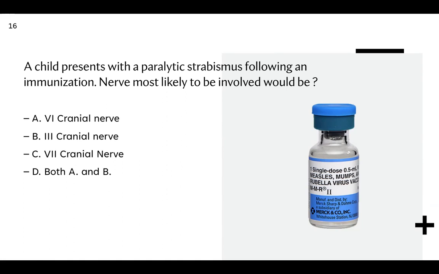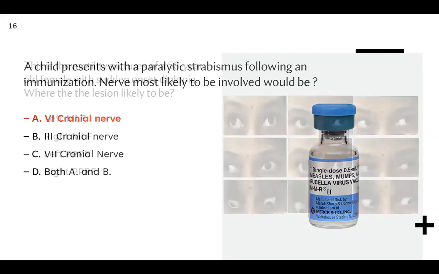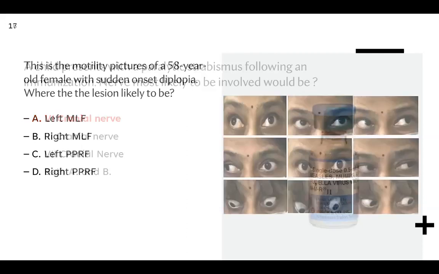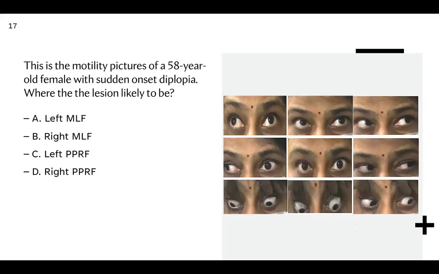And time is up. The right answer is the sixth cranial nerve, and the majority of the audience, nearly 60%, got it right. Question number 17 is this. Now look at this picture. This is a motility picture of a 58-year-old female with sudden onset diplopia. Where is the likely lesion supposed to be? Is it left MLF? Is it right MLF? Is it left PPRF?